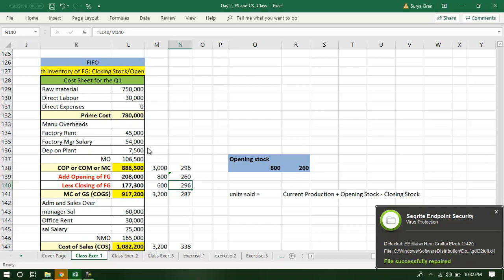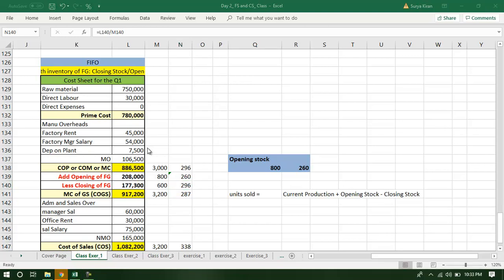So if there is inventory, make the adjustment of that on the cost at the relevant level. If there is an inventory of raw material, make the adjustment at the raw material stage. If there is an inventory of work in progress, make the adjustment at the cost of production level. If there is an inventory of finished goods, then the adjustment should be made after the determination of cost of manufacturing, to determine the cost of the goods sold.